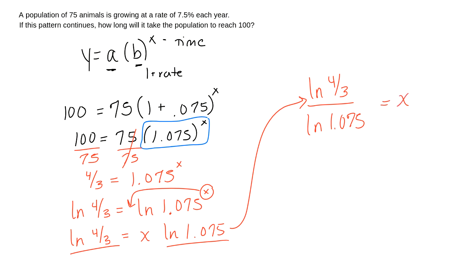So when you type that in the calculator, natural log of 4/3 divided by natural log of 1.075, you get 3.978 is your x value. So I would say approximately 4 years.